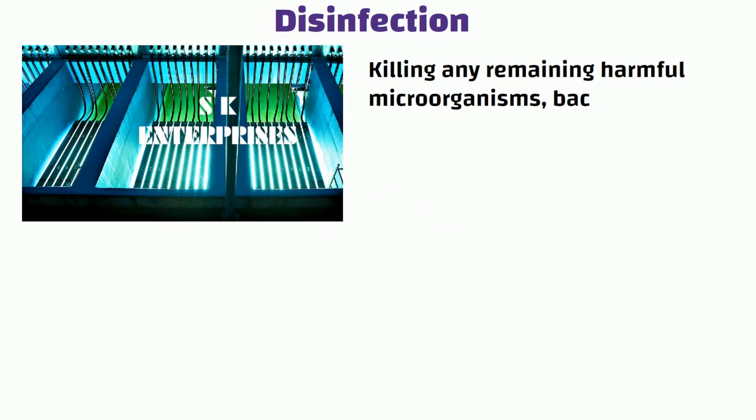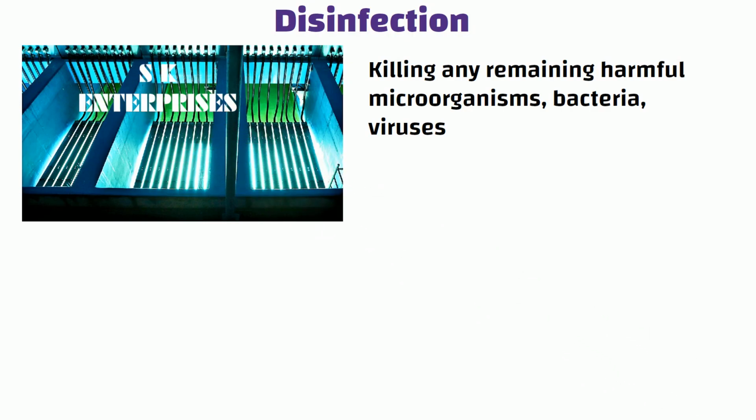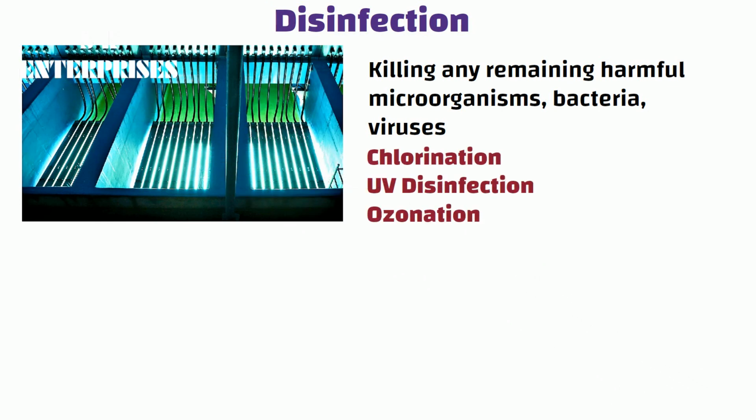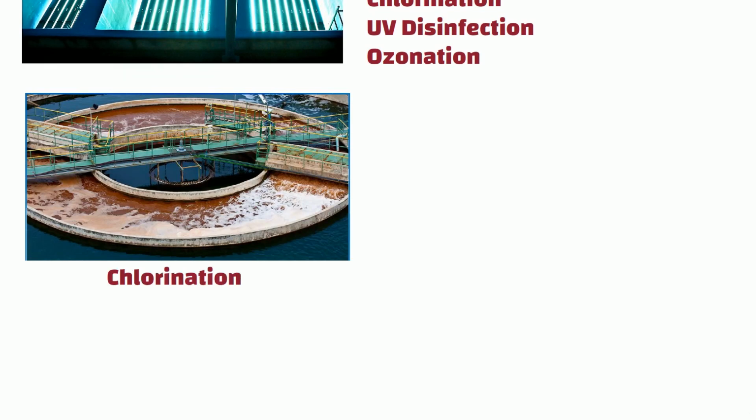Disinfection. The disinfection process involves killing any remaining harmful microorganisms, bacteria, and viruses that may be present in the water after the filtration process. There are different disinfection methods used in STPs, and the most commonly used methods are chlorination, UV disinfection, and ozonation. Let us discuss chlorination first.